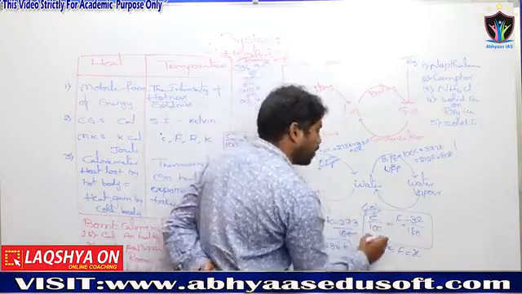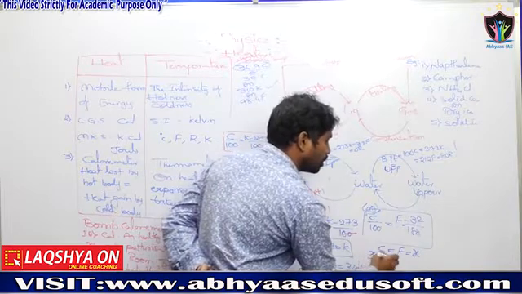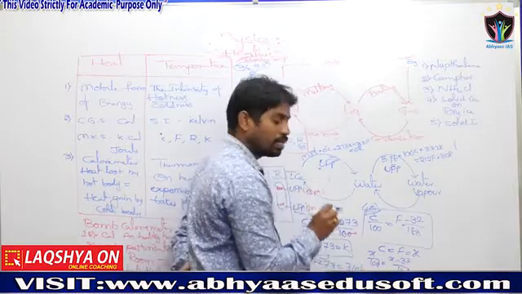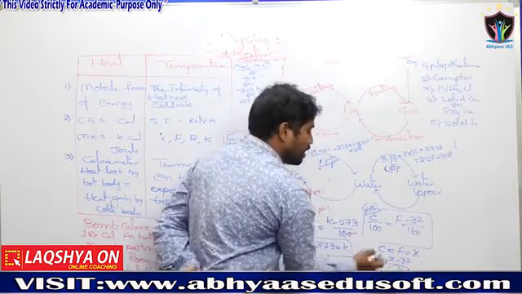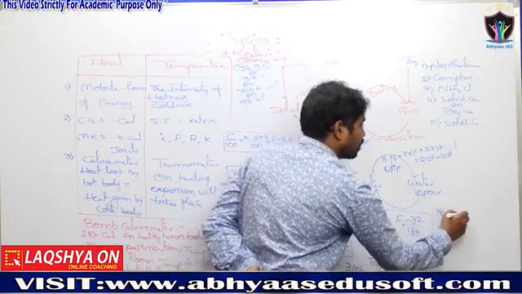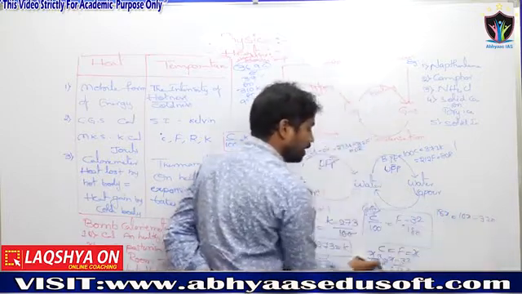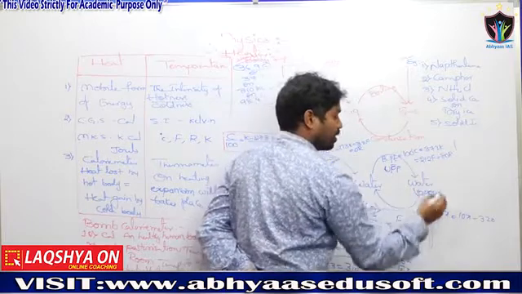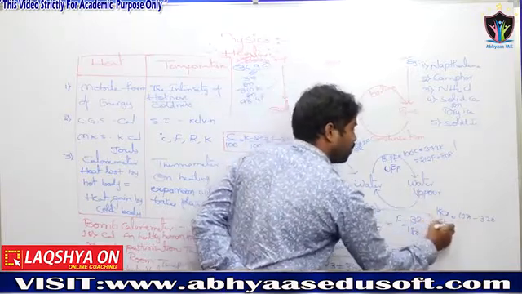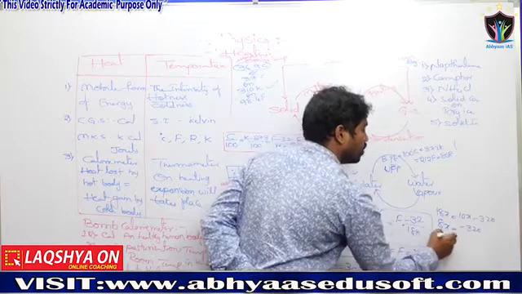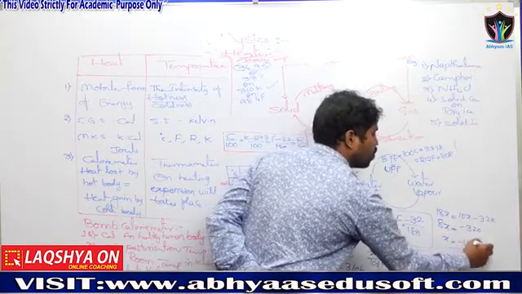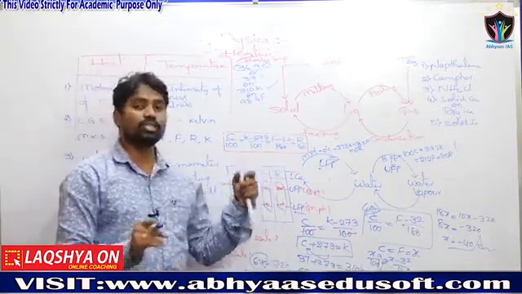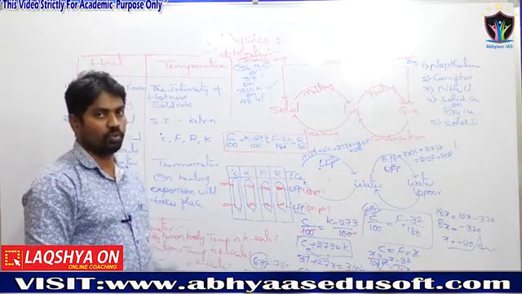Then if we substitute, x by 100 is equal to (x minus 32) by 180. The zeros get cancelled. In cross multiplication, 18x is equal to 10x minus 320. Keep the x terms on one side and the constant on the other side. 8x is equal to minus 320, so x is equal to minus 40. At minus 40, Celsius and Fahrenheit coincide, showing the same temperature.